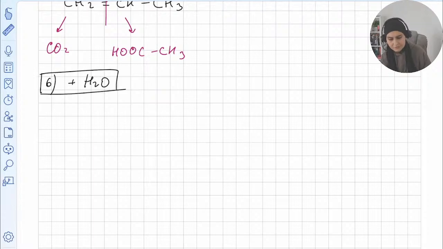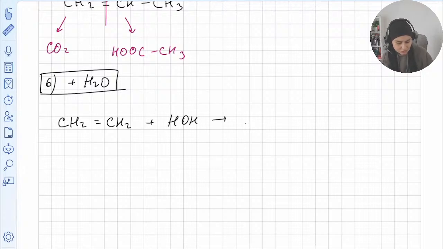This reaction you probably remember from GCSE. If you have an alkene, you add water, which you can write as HOH, so you would get H bonded to one carbon, OH to another, so you get an alcohol.